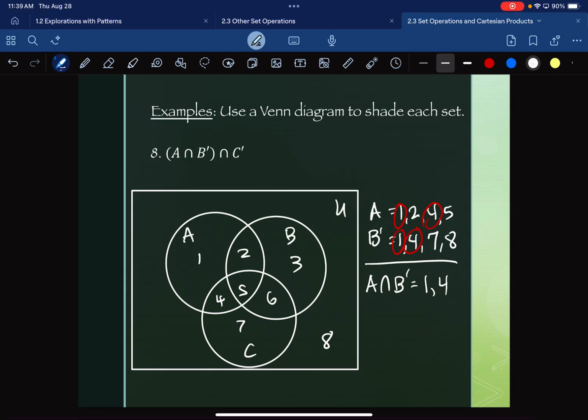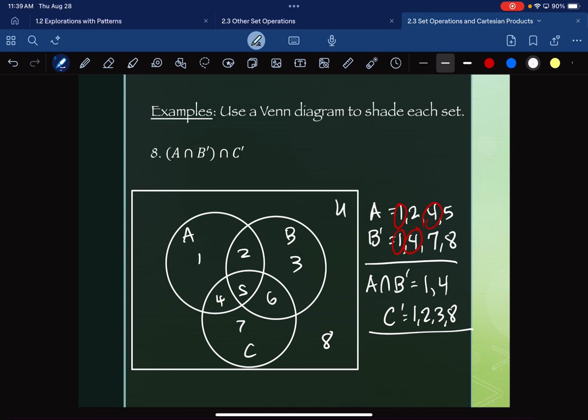We're going to move on the outside of the parentheses. What set is listed on the outside of the parentheses? C complement. C complement means what? Things that are not in C. So what numbers are not in circle C? 1, 2, 3, and 8. And how does it say we're supposed to join them together on this one? Intersection. So I misspoke before when I said there's unions and intersections on this one. There's only intersections. I apologize.